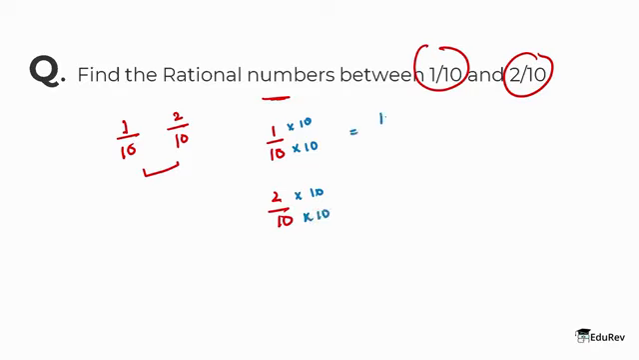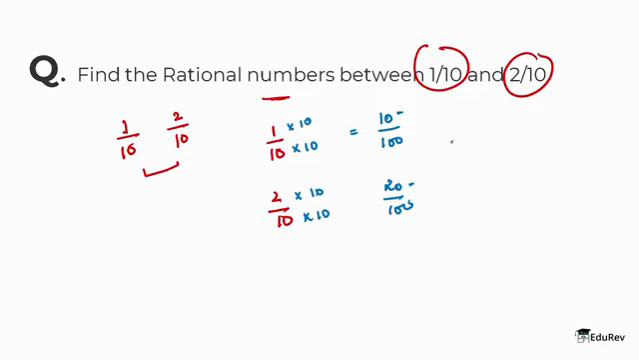So after doing so, my answer will come out to be what? 10 upon 100, and in this case my answer will come out to be 20 upon 100. Now there is one thing you can notice: this number is 10 and this is 20. So your denominator is the same, but your numerator is different.